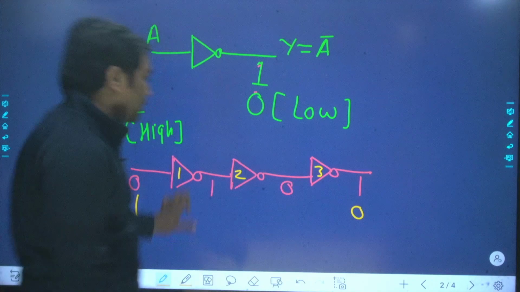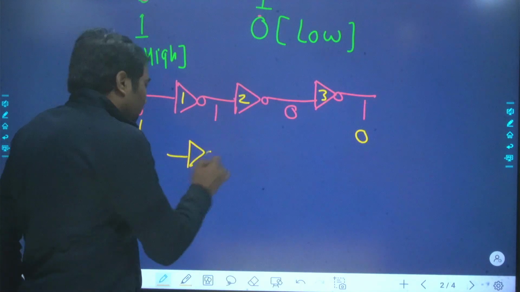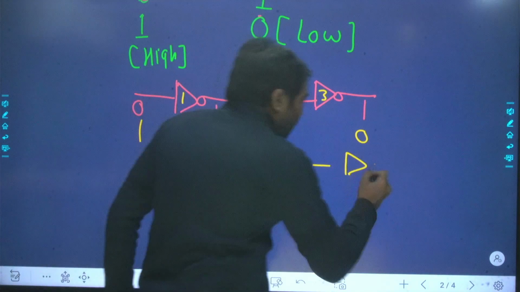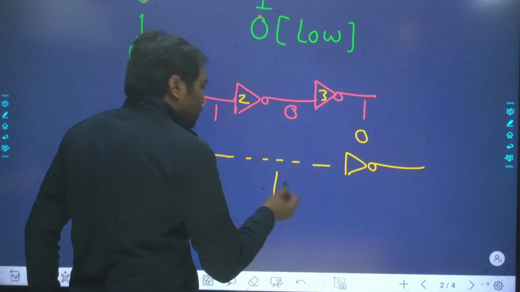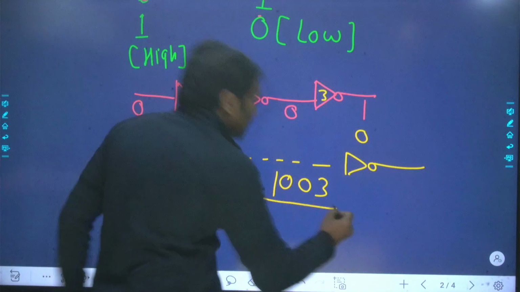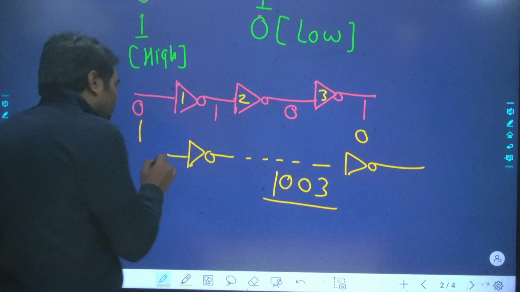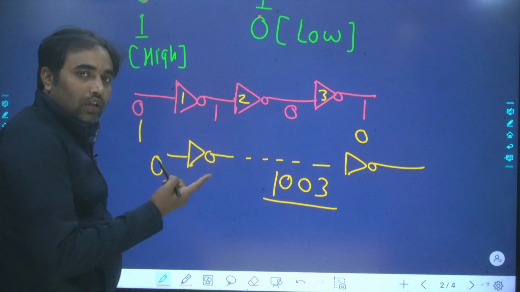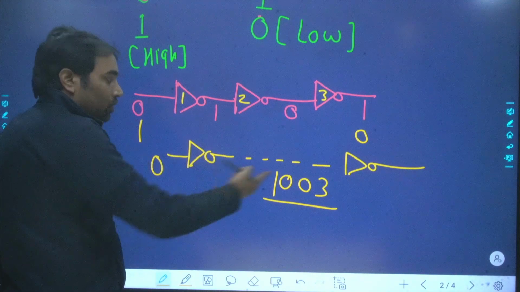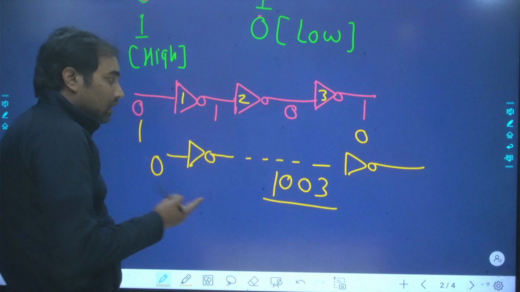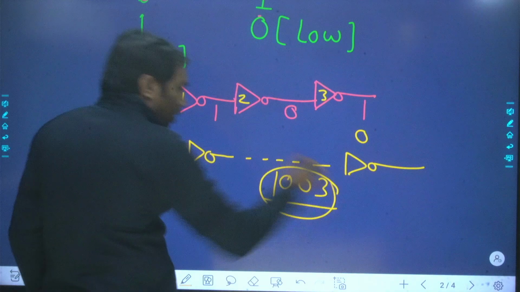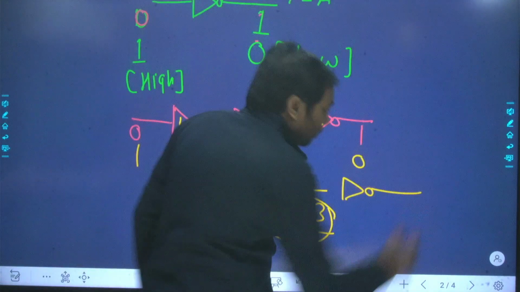Suppose I ask you, when the number of NOT gates connected here is 1003, and I apply 0 here, what is the output? Then there is no need to check 1003 times. Just tell the answer: the number of gates is odd, so we get 1.